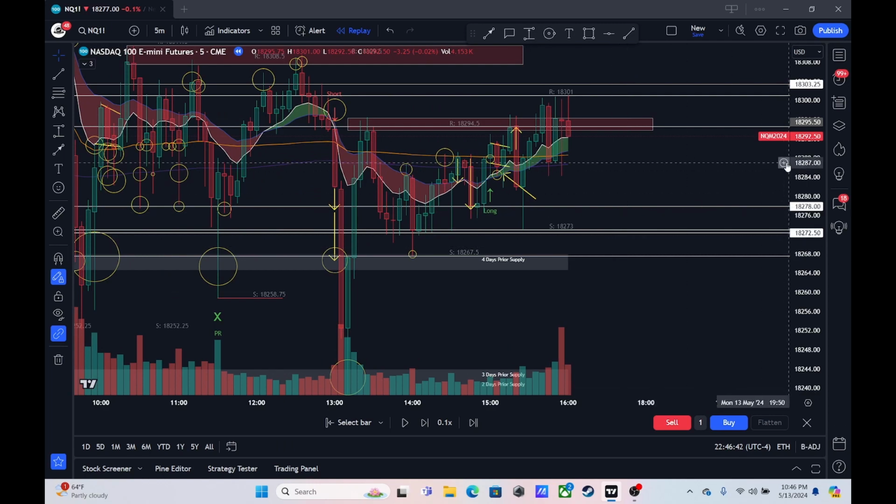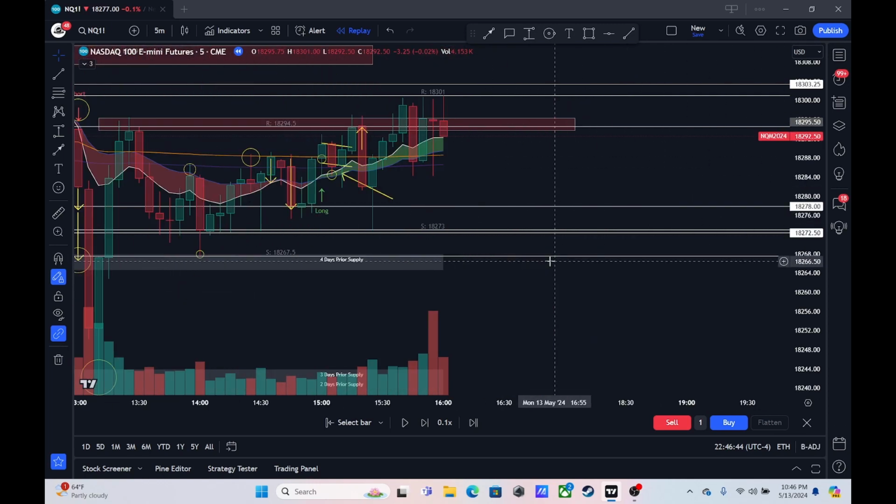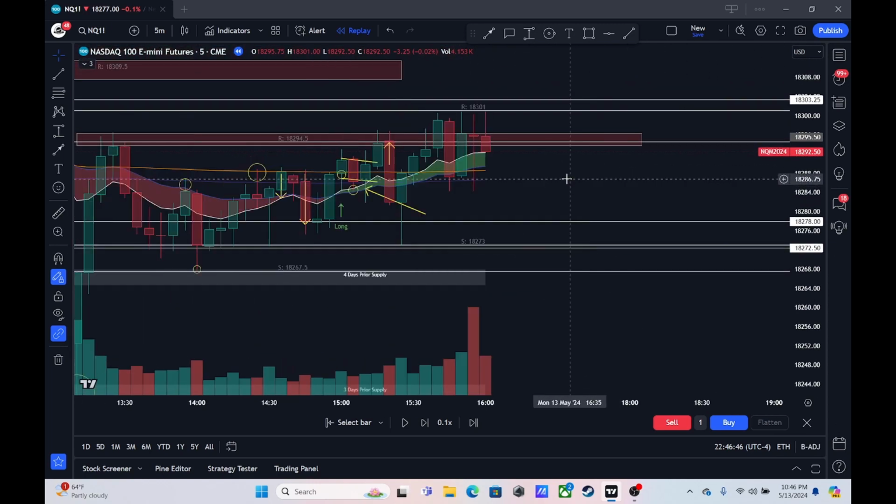So there's a recap of today's price action on NQ. This looks kind of ridiculous. Hopefully that was helpful. It gives you guys an idea of how I scalp price action on futures.